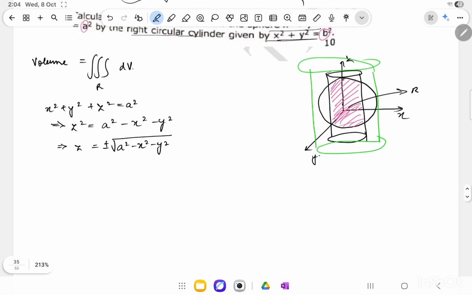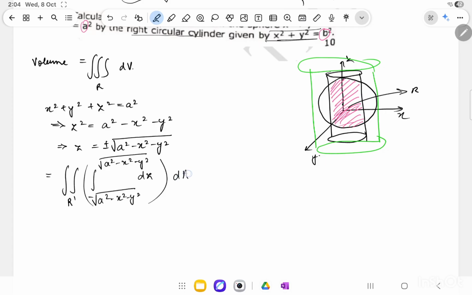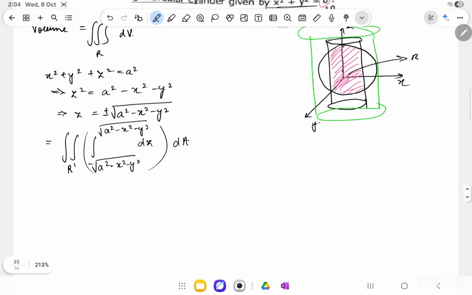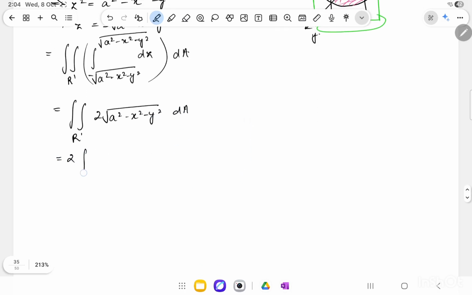So the required volume will be the double integration over, let's say, region R dash, where z varies from minus under root a square minus x square minus y square to under root a square minus x square minus y square, dz times dA, where R dash is basically its shadow on the base plane. So it will be the double integration over R dash of 2 times under root a square minus x square minus y square dA.